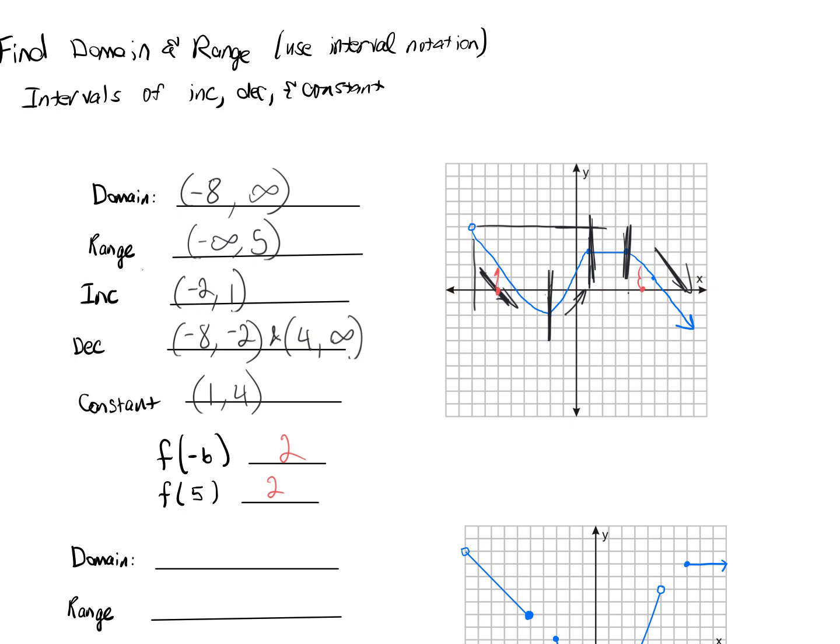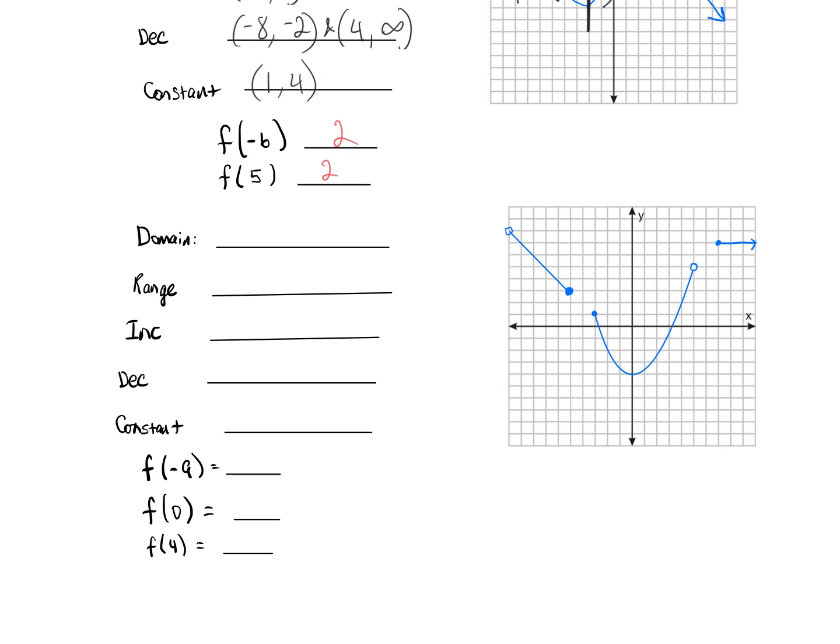Now, for the next one, we gotta find our domain, our range, increasing, decreasing, and our constant. And then f of negative 9, 0, and 4.